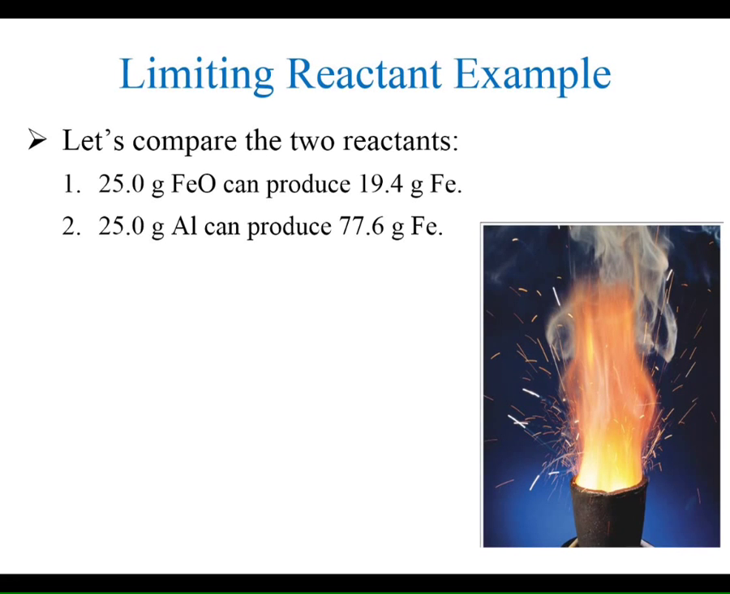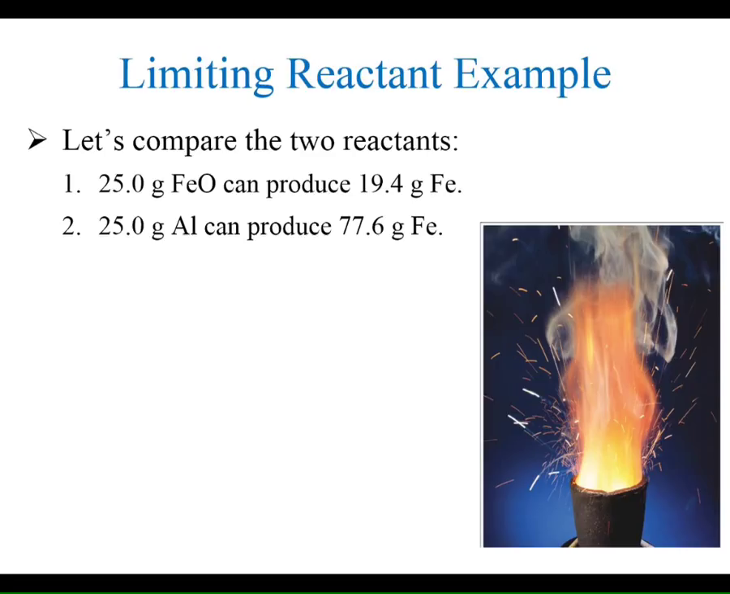Okay, so let's summarize what we got. The 25.0 grams of iron 2 oxide could produce 19.4 grams of iron. The 25.0 grams of aluminum could make 77.6 grams of iron. How much iron will I actually make? 19. The smaller one, right? I'm going to make the smaller one. Why is that? Why don't I make 77.6?